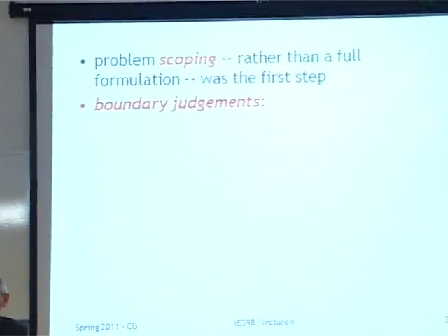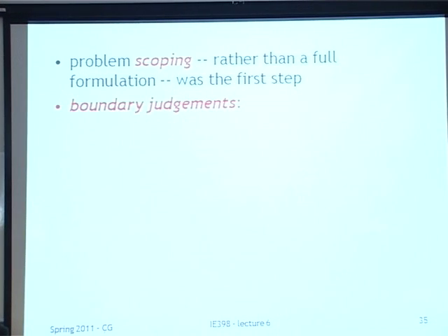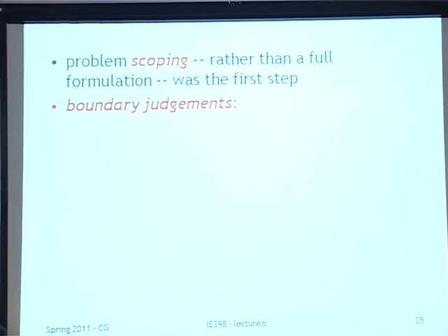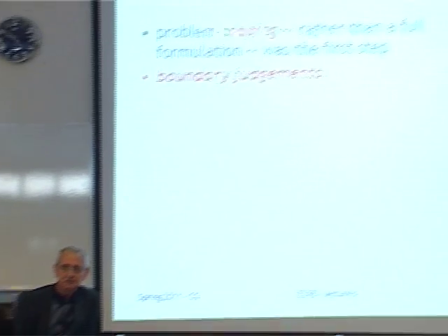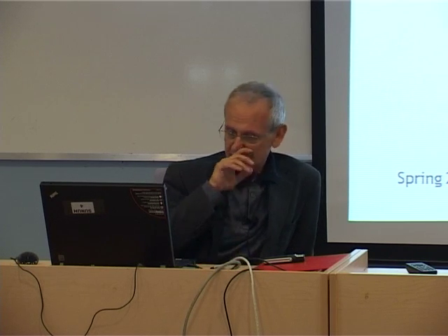The problem scoping, rather than a full formulation, was the first step. Now, this part is very, very important. What are the boundary judgments that we have already made? This is the problem of boundary setting. Now, unconsciously maybe, we have already made several boundary judgments. A good engineer and a good industrial engineer should always keep in mind that he has set these boundary judgments. He should not make them unconsciously. He should make them consciously and knowingly.